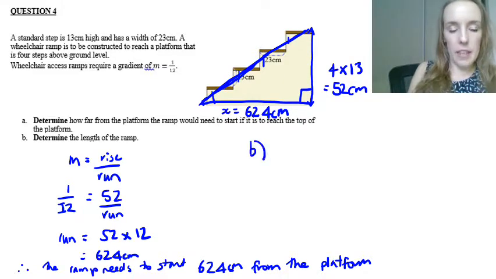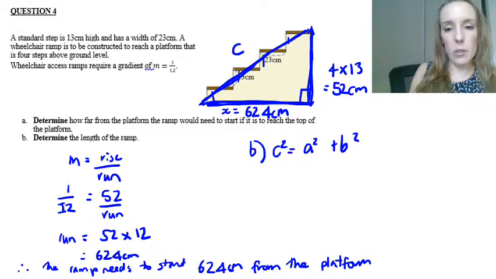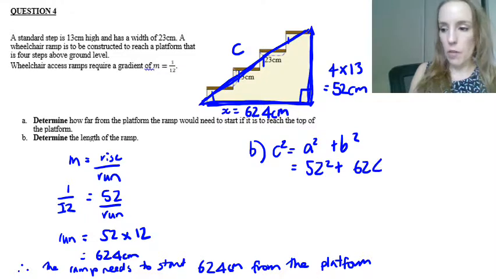So B, we know that this side here, the height, is 52 centimeters. And this side here, which is the length of it, I guess, is 624 centimeters. And we want to know this unknown, which is C. So C squared is A squared plus B squared. So we're just going to add those together. So 52 squared plus 624 squared is going to equal C squared.